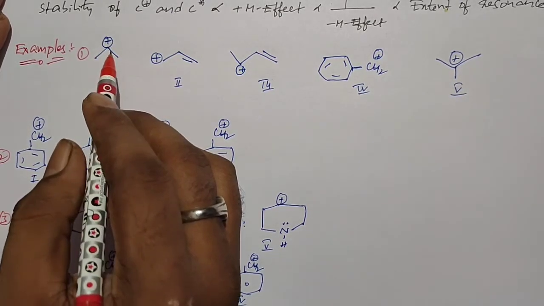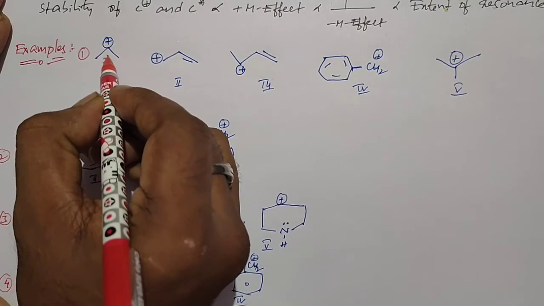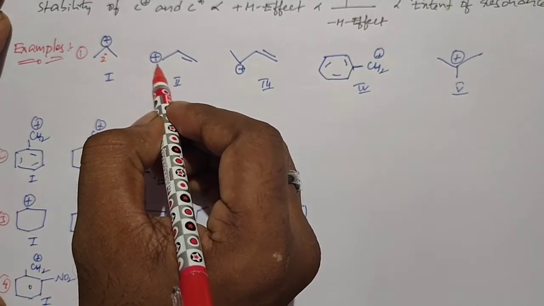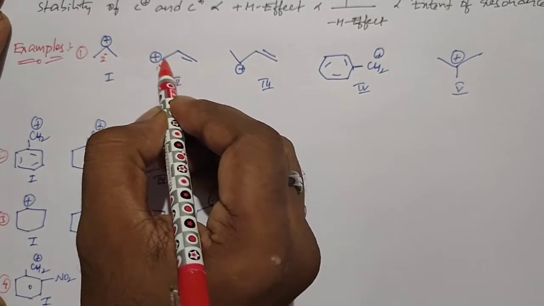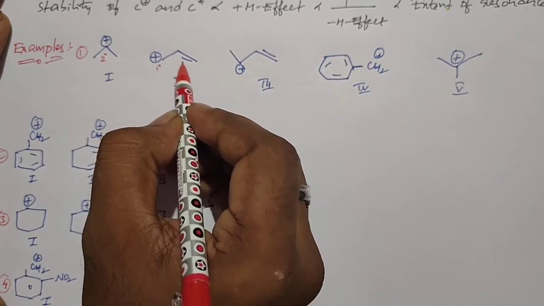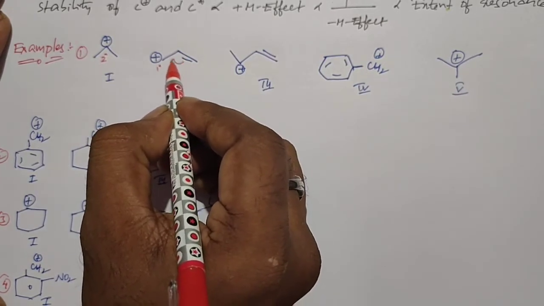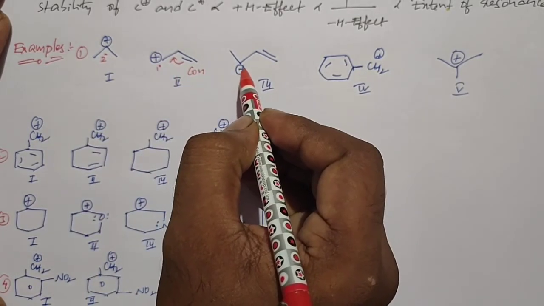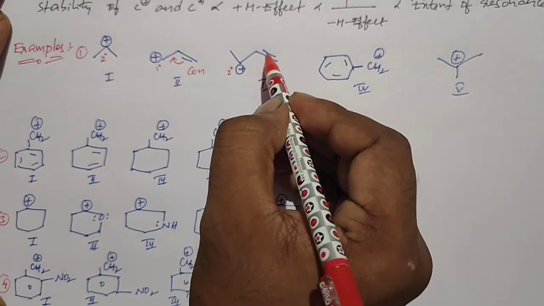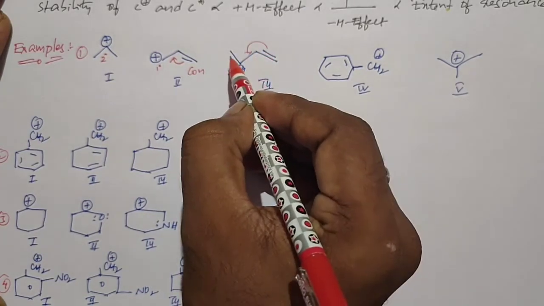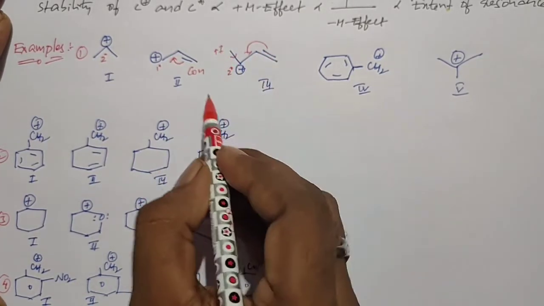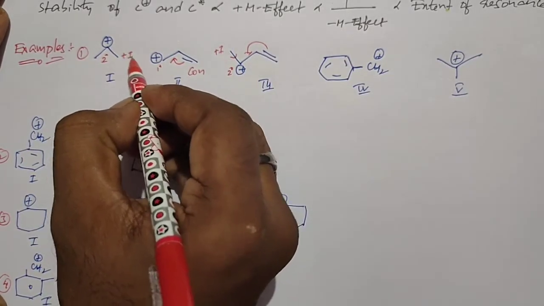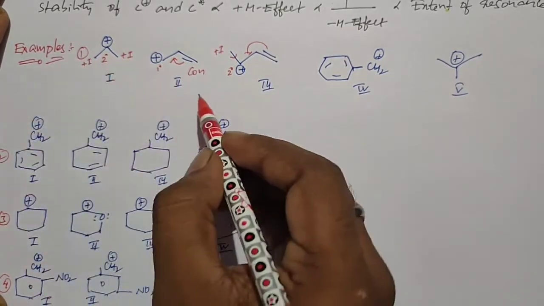Here if you see this, this is a secondary carbocation, and here it is a primary carbocation, but here we have conjugation. So these pi electrons can shift to here. So here conjugation is present. Here it is a secondary carbocation, we have the conjugation, and here we have one plus I group. Plus I group always increases the stability of carbocation. So here we have two plus I groups: this is one methyl group and this is one methyl group.